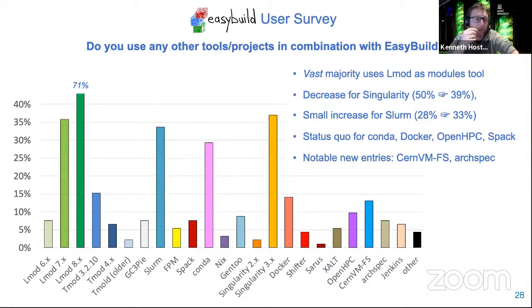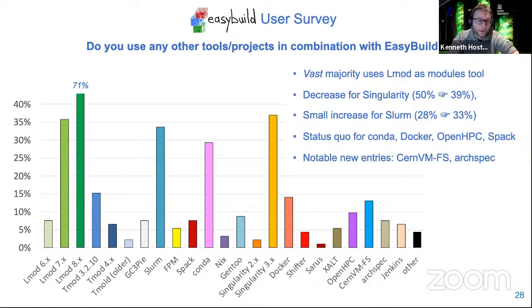Similar for Slurm, small increase there, but that's probably not to be overstated. Conda, Docker, OpenHPC, and Spack are pretty much a flat line in terms of how many people are using them. That's for most of these projects, without naming them, that's good. That the adoption is not increasing. The one that still puzzles me here is seeing about 30% of the people saying they're using both EasyBuild and Conda to install software. So that's a bit mind-boggling to me. I'm not sure why that is or how people are actually doing that.